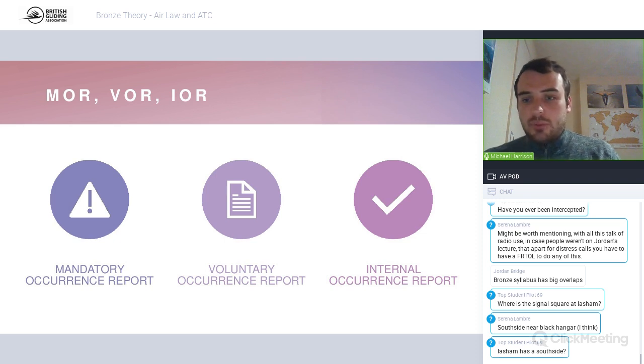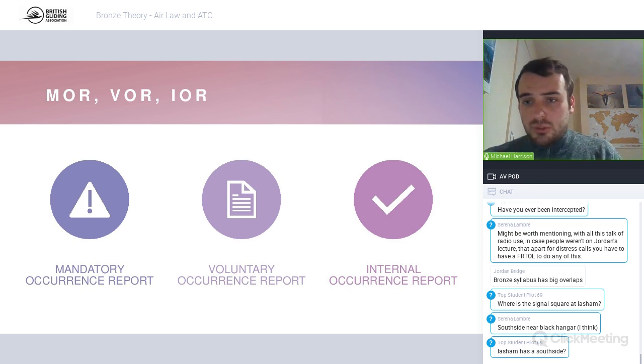An MOR has to be filed within 72 hours of the occurrence. And occurrences don't necessarily have to be accidents or serious incidents. There's lots of things like a rejected takeoff as an MOR, unless it's a light aircraft. But I won't go into all the details. Just because it wasn't an accident or an incident doesn't necessarily mean it's not reportable. Generally, if you think there was any chance that safety could have been jeopardized, then it should be an MOR.